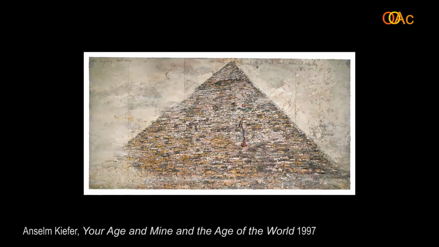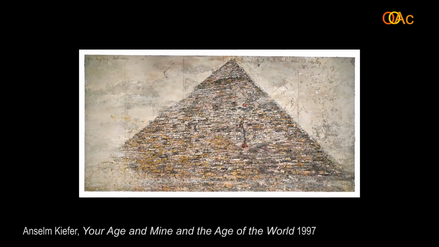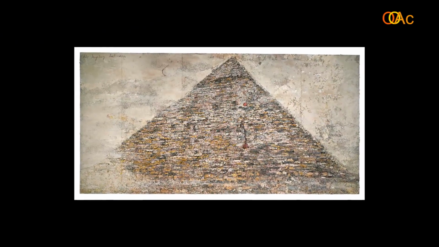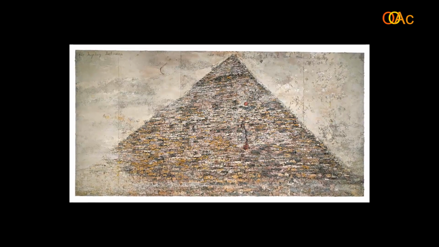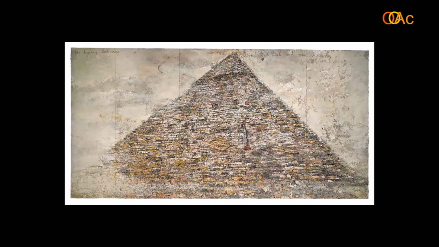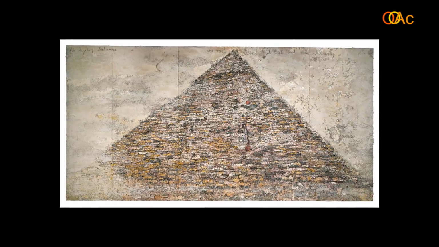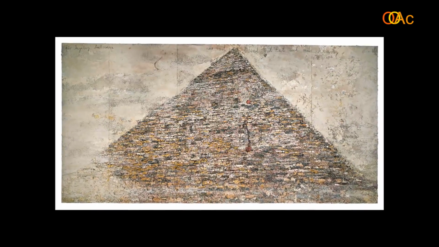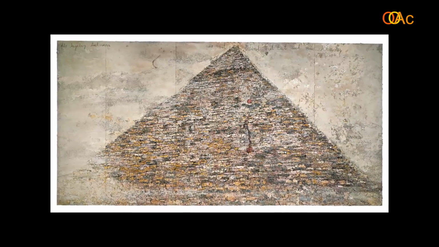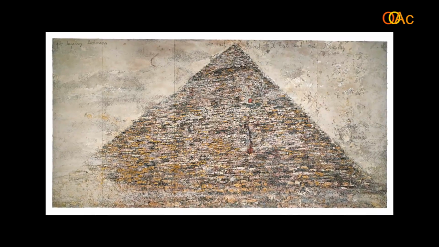This is another work that also rummages back through the pre-metaphysical age. This is Your Age and Mine and the Age of the World from 1997. Here he turns to Egypt instead of Mesopotamia, to the Great Pyramid of Cheops, also known as Khufu. Cheops is the Greek name. Khufu is the original Egyptian name.